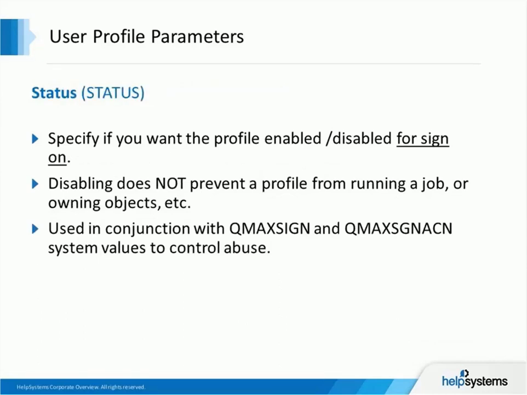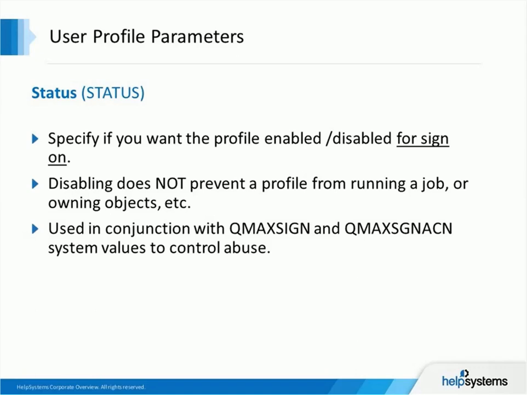The status parameter indicates whether you want this profile to be enabled or disabled, and I've put an underlined note there that it's for sign-on. Again, as a reminder, you can still submit a job as a disabled account. So if that profile is in the job schedule entry, for example, as the host of a job, whether that's a good thing or a malicious thing is unknown, of course, but it can still run that job. So disabling a profile doesn't prevent it from doing everything. It just prevents the actual human from signing on to an interactive display. All right.